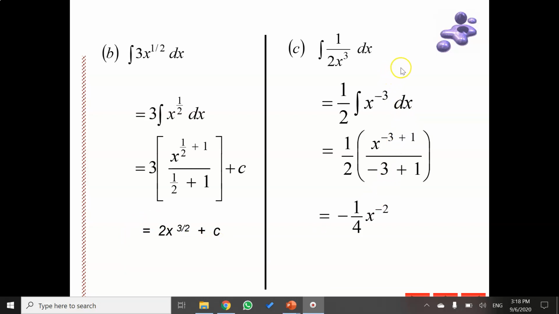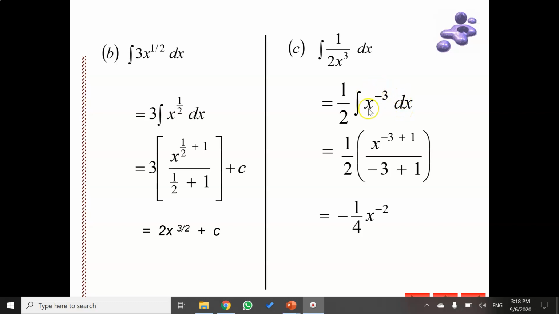Okay, let's see over here. C, integration of 1 over 2x cubed dx. Okay, now what is your constant? So we can take out your constant, which is 1 over 2, right? So 1 over 2, you place it at the front. Then integrate the remaining, which is 1 over x cubed. 1 over x cubed just now will be x to the power of negative 3, because we changed it already. Since it is 1 over x cubed, it becomes x to the power of negative 3 dx.